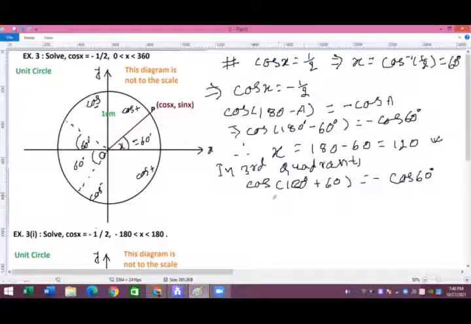Alright, and therefore another possible value for x in this case is 180 plus 60, and that is equal to 240 degrees. That means cos 240 degrees should also be minus half. So you can go back to the calculator.